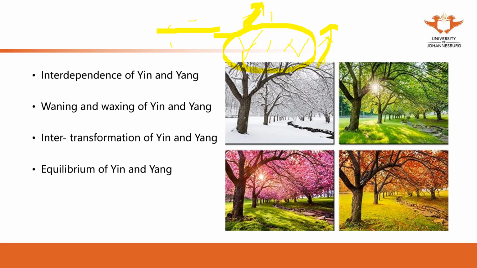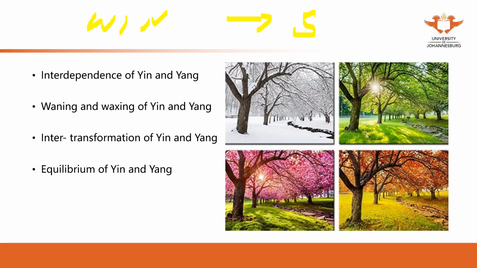The waning and waxing of yin and yang. Let's describe it as the opposites. One is increased, the other one reduced. For example, from winter to spring and summer, the weather becomes warmer, from cold to hot.